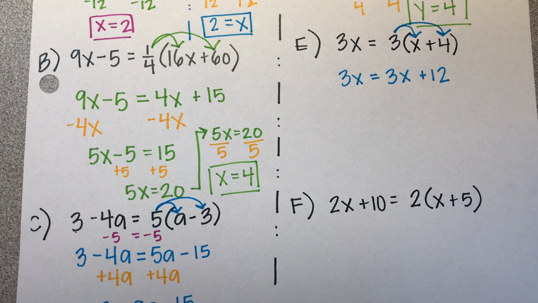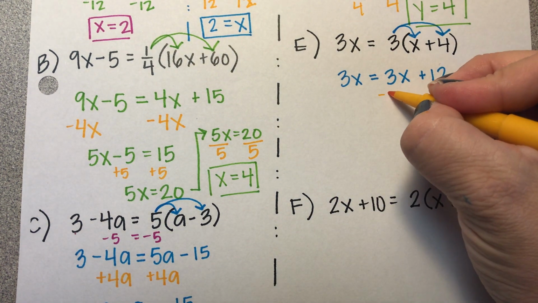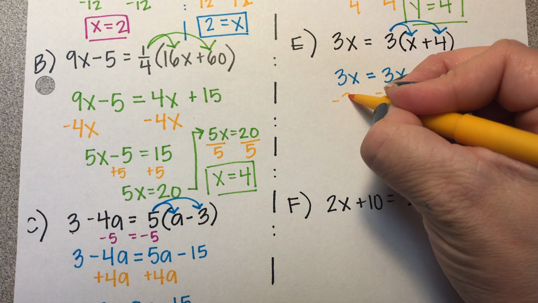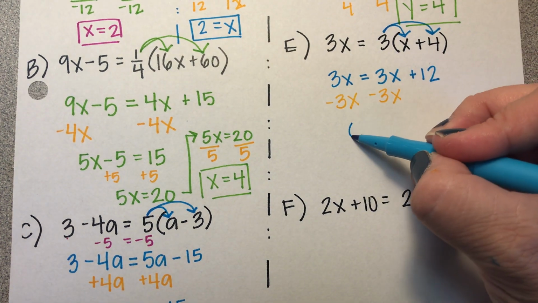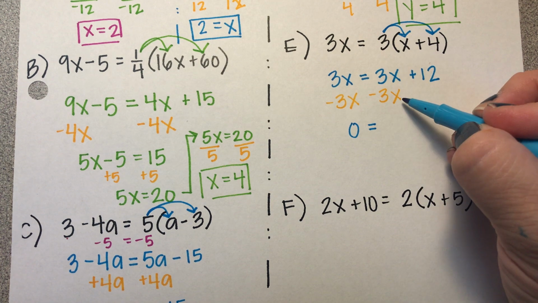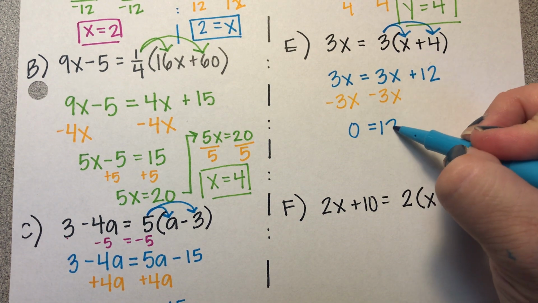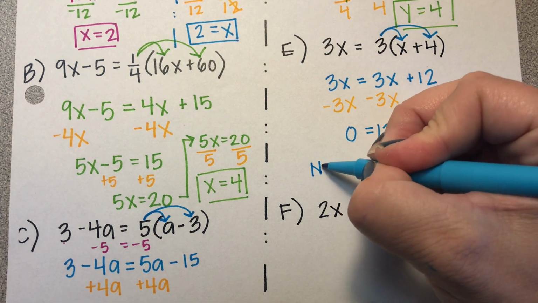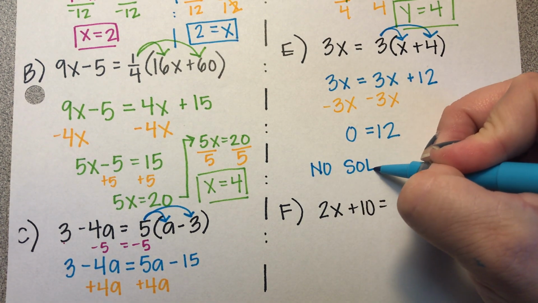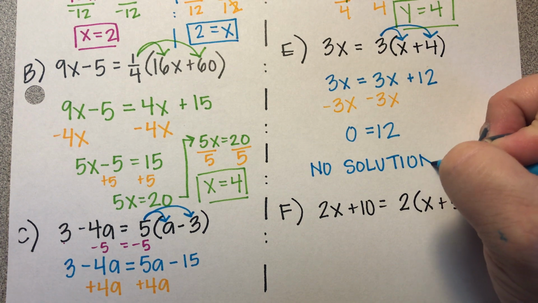And I'll show you, you could take it even further, right? I only want variables on one side. Take away 3x, take away 3x. 3x minus 3x is 0. These cancel out because that's 0. Does 0 equal 12? No. So this answer is no solution.